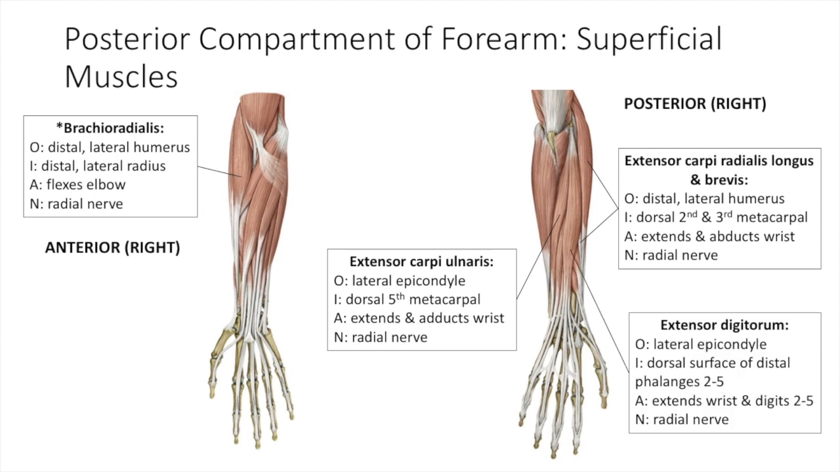Next, we have extensor digitorum, which originates on the lateral epicondyle and inserts on the dorsal surface of distal phalanges 2 through 5. And this acts to extend the wrist and digits 2 through 5. And all of these muscles are innervated by the radial nerve.